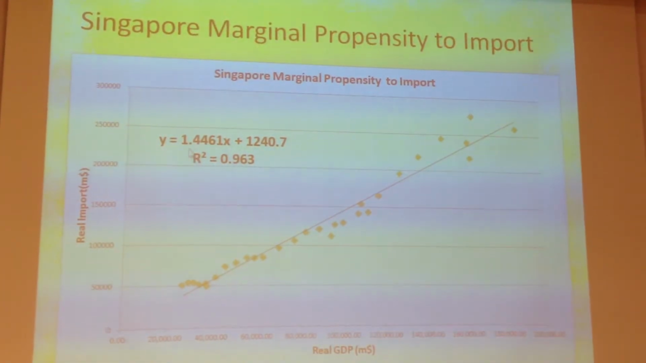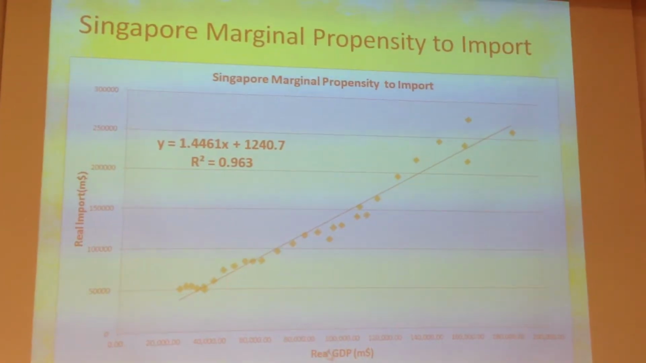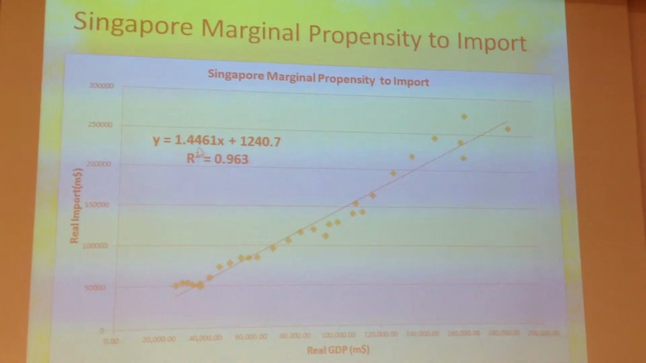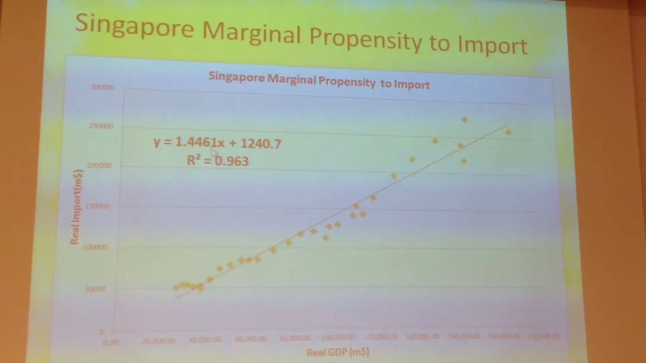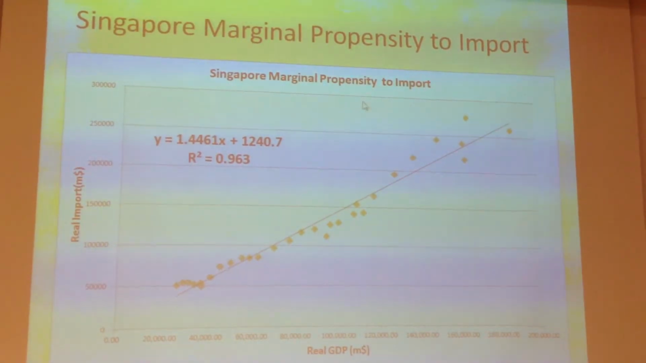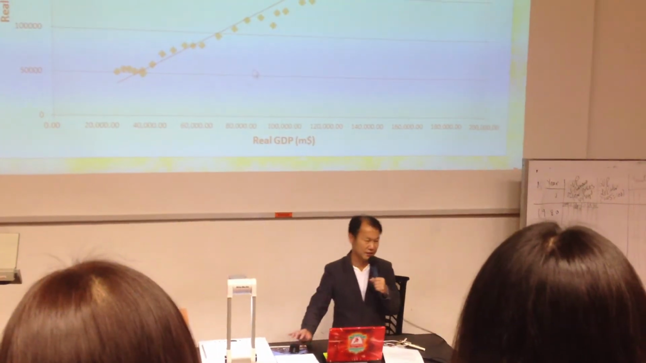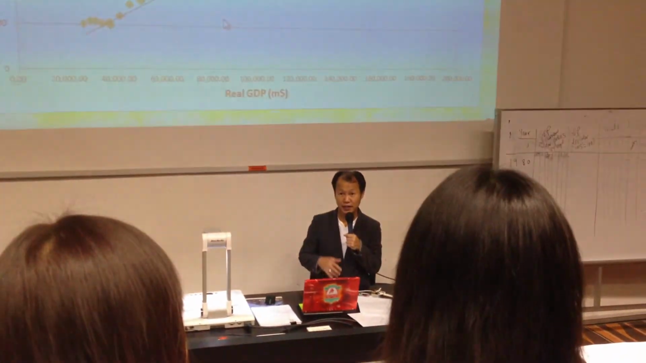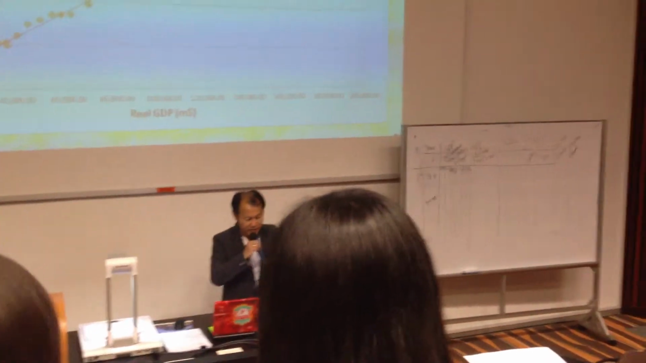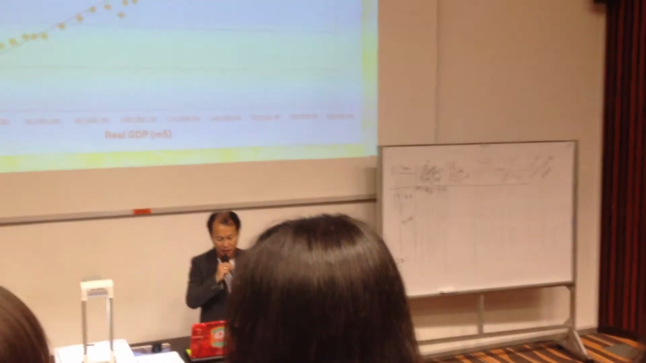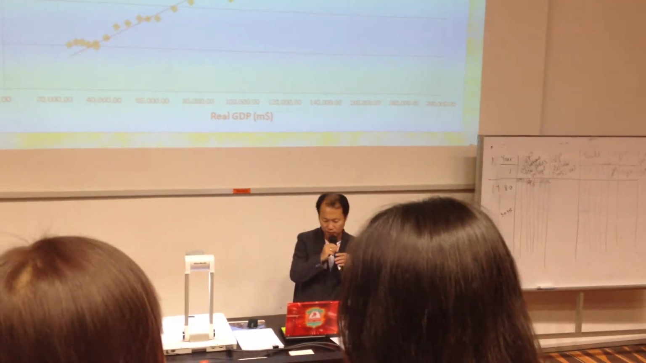So what it means is that for every dollar increase in income or GDP, Singapore spent $1.4461 on import. So you can see that our marginal propensity to import is very, very high. It exceeds the dollar increase in GDP. Now you understand why whenever something happens globally, our external trade will be affected. Our external trade is export plus import, of course.